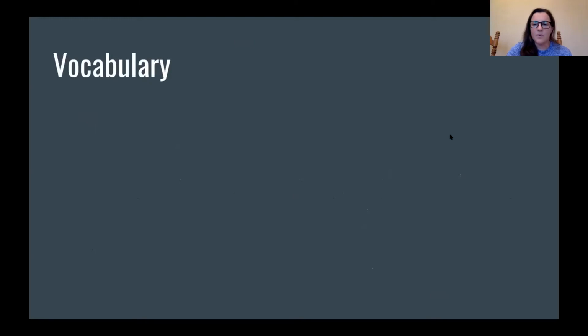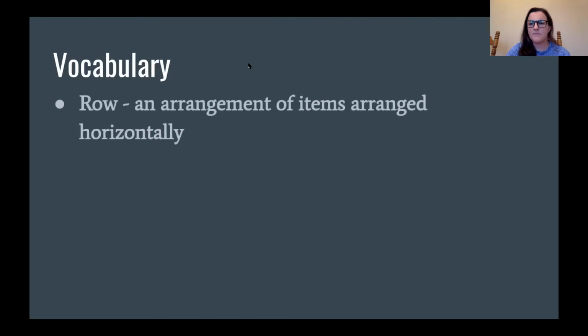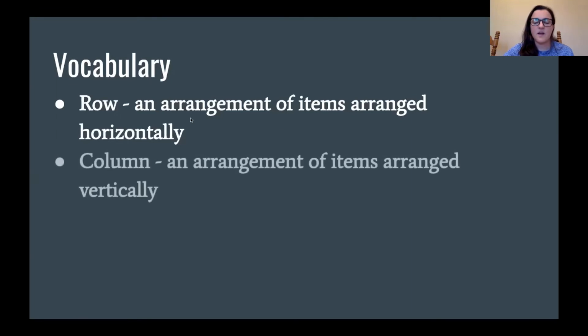So what is some of the vocabulary that we will need to know in order to play today? The first vocabulary word is row. We went over this a little bit yesterday when we were talking about rows and columns in our little 9-square board, or our hashtag. A row is an arrangement of items that are organized horizontally. The other one is a column. A column is items that are arranged vertically.